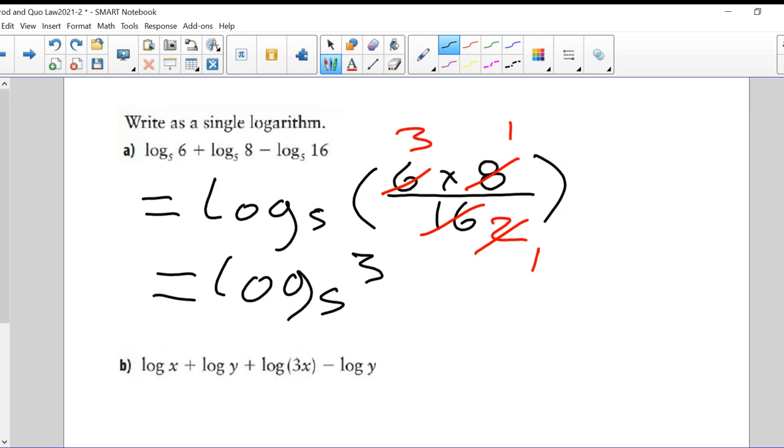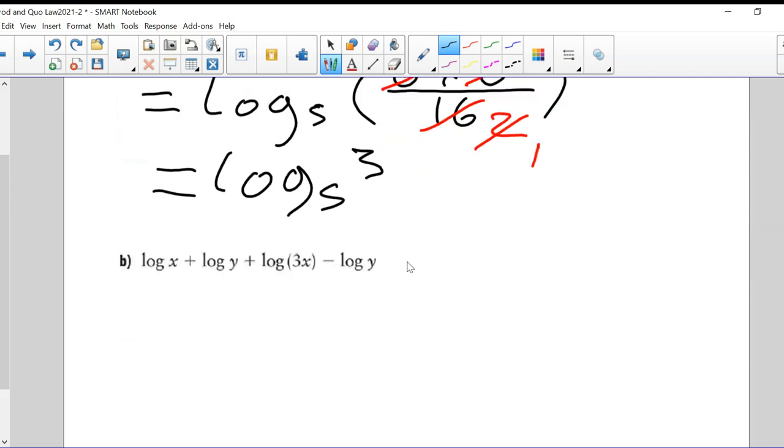Now, we can evaluate that, but they didn't ask us to evaluate it. They just asked us to write as a single log. So as a single log, one log, instead of all of these different logs, it'll be log base 5 of 3. Okay? Okay, next one.